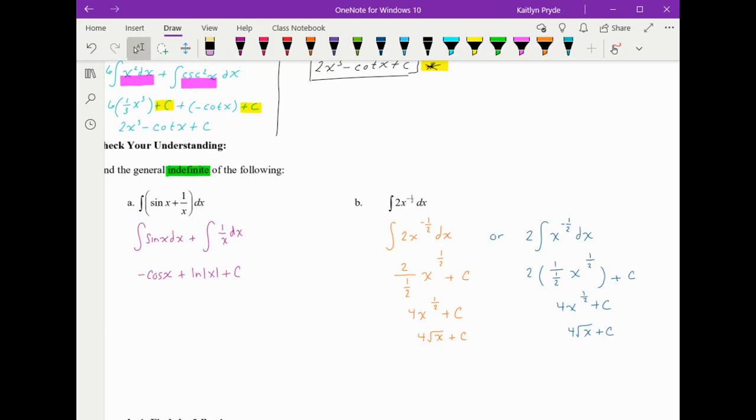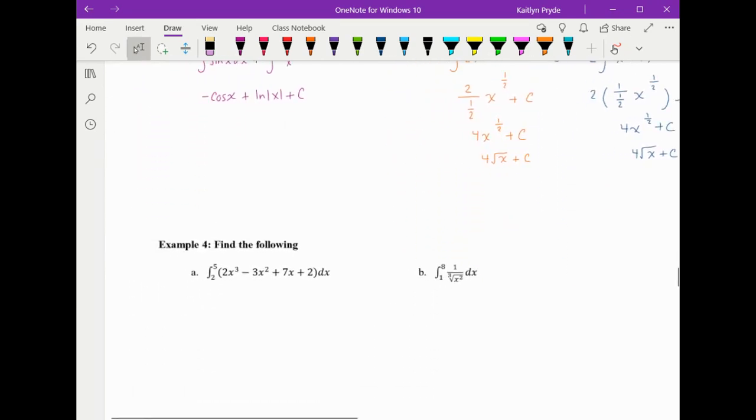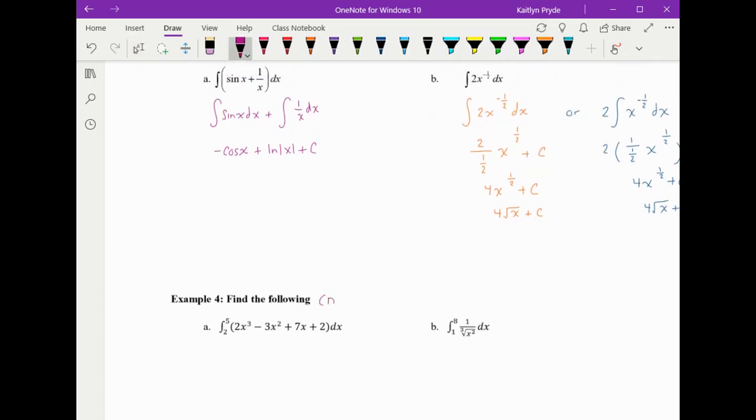All right, so now let's look at some examples when we're dealing with the definite integral. Okay, so we're going to be bounded. From here, I should make a note. This is going to be definite integrals.